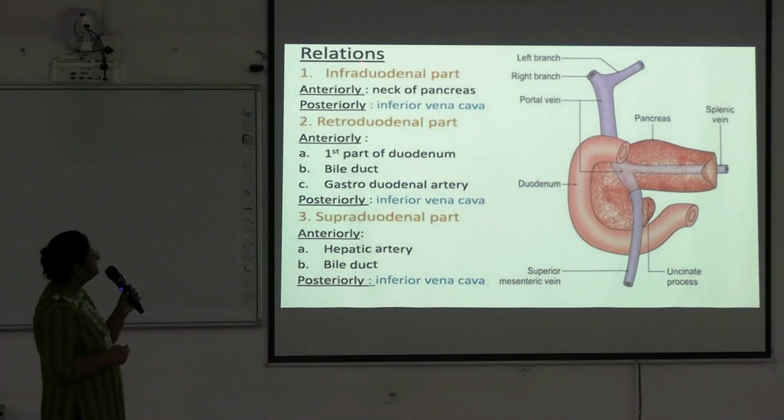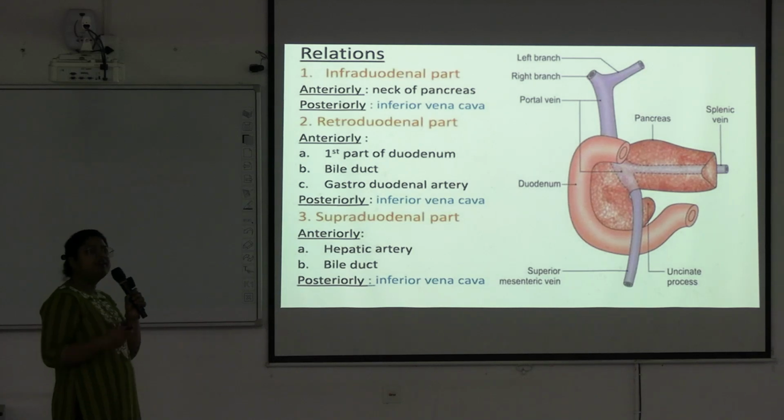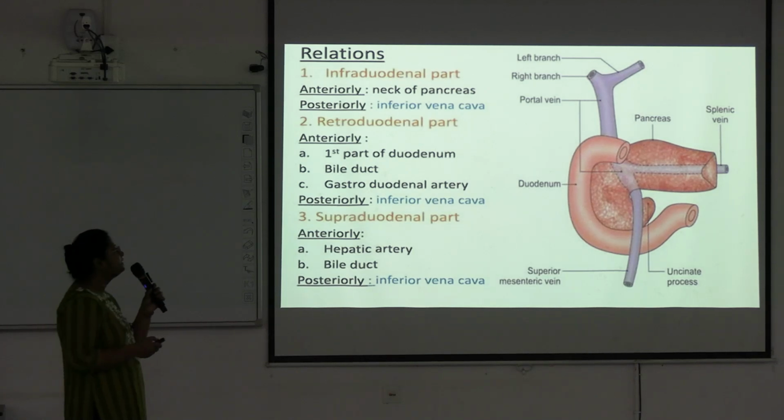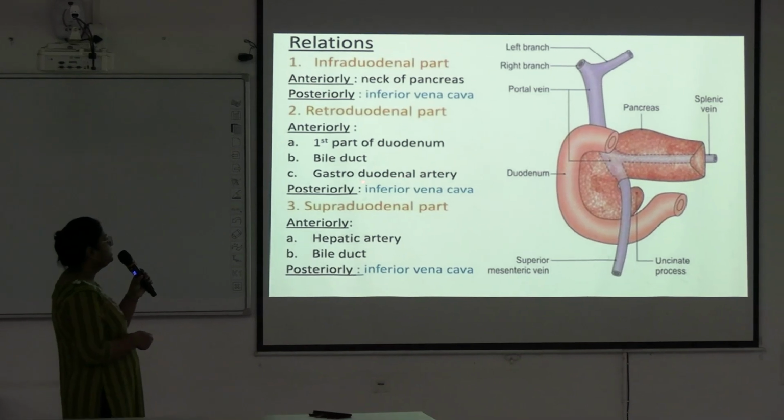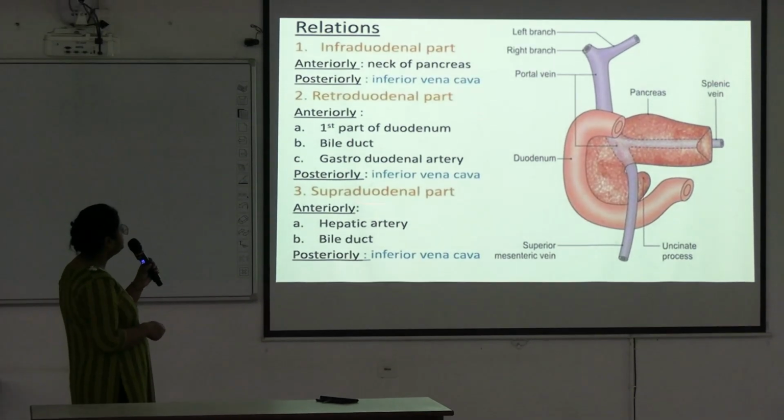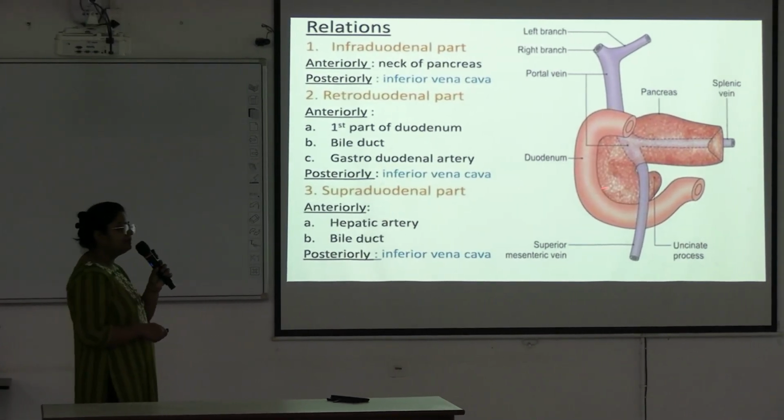Next we go to the relations of these three parts: infraduodenal, retroduodenal and supraduodenal part. For the infraduodenal part, anterior to the vein lies the neck of the pancreas, posterior to the vein lies the inferior vena cava. In the retroduodenal part, anteriorly lies the first part of the duodenum, the bile duct and gastroduodenal artery, and posterior to it lies the inferior vena cava.